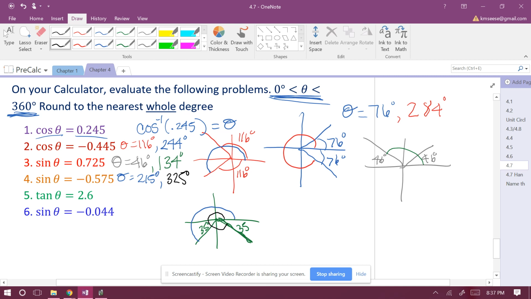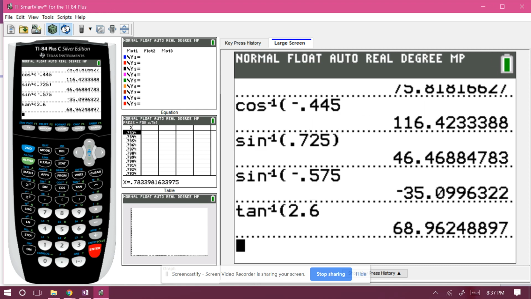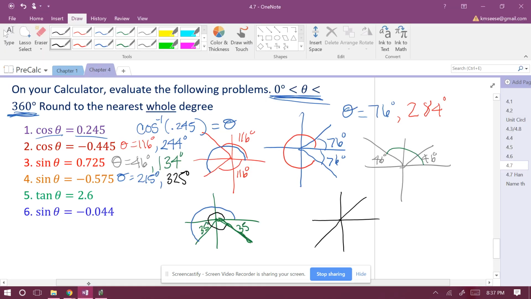All right, last two. Tangent of theta equals 2.6. Where is tangent positive? You have quadrant 1 or 3. So when I take tangent inverse of 2.6, I come down to about 69 degrees. So this could be 69 degrees, or this could be 69 degrees, which, measuring the second from here, would be 180 plus 69, which would be 249 degrees.